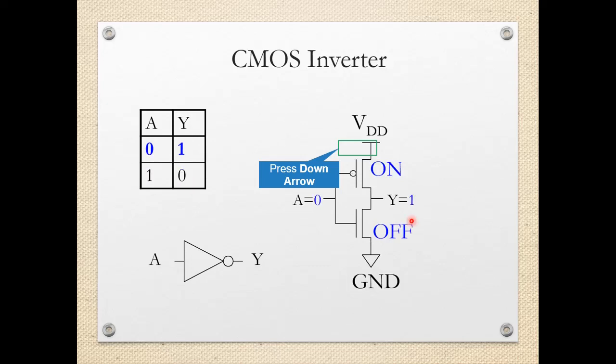Now we'll check the next condition, A equal to 0. If A is equal to 0, the NMOSFET will be off and the PMOSFET will be on. When the PMOSFET is on, it is just like a closed switch, so it will close the path from VDD to the output. So the output will be logic high, equal to the supply voltage VDD. Again the input is inverted: input is 0, output is 1.